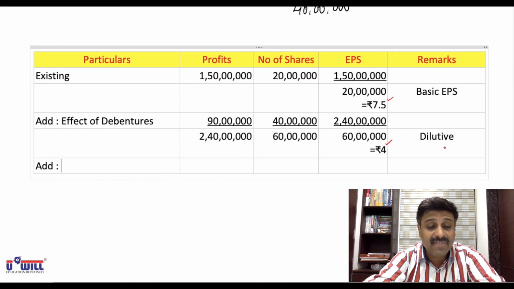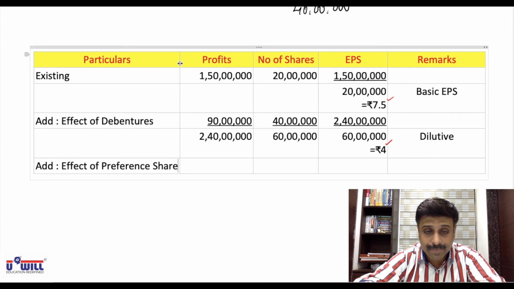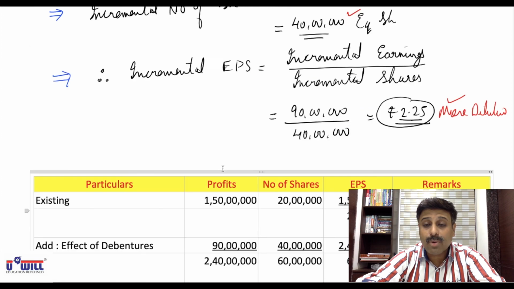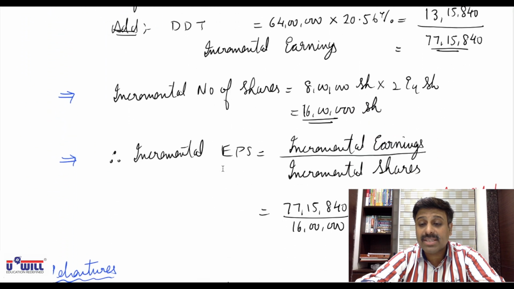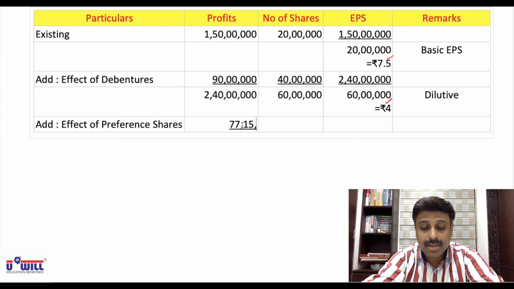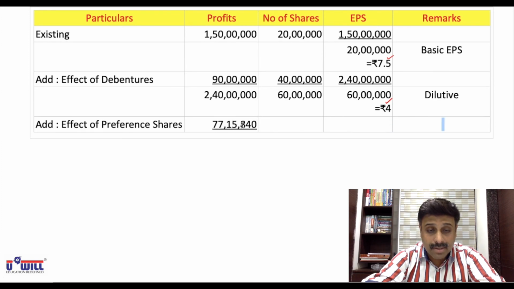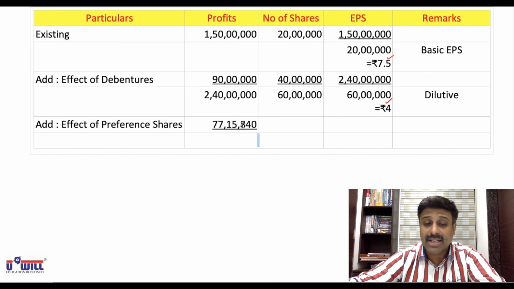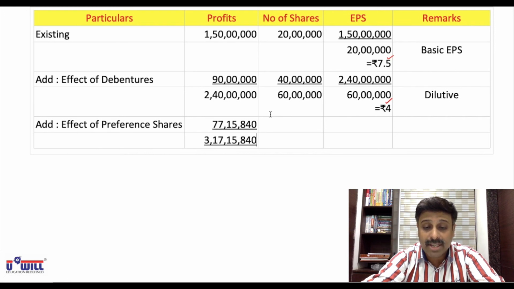Now further you add the effect of preference shares. So if I add the effect of preference shares, what will you find over here? What is the incremental earnings due to preference shares? You can see 77 lakh 15,840. Cumulative we have to add. Cumulative means considering the total amount. So 2 crore 40 lakh plus 77 lakh 15,840 will come to 3 crore 17 lakh 15,840.